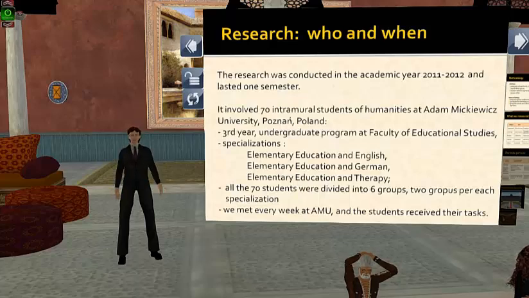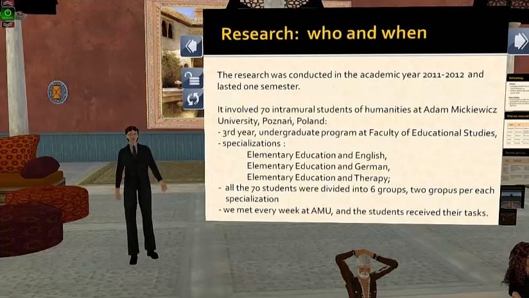Now, who they were? They were third-year undergraduate program students at the Faculty of Educational Studies, my university. There were students of 3 specializations: elementary education and English, elementary education and German, and elementary education and therapy. Now, just a short comment about the first 2, English and German.